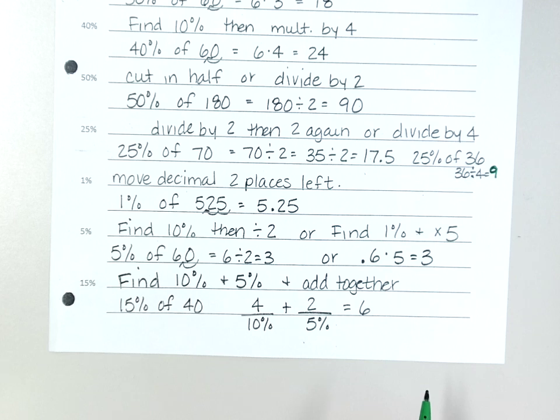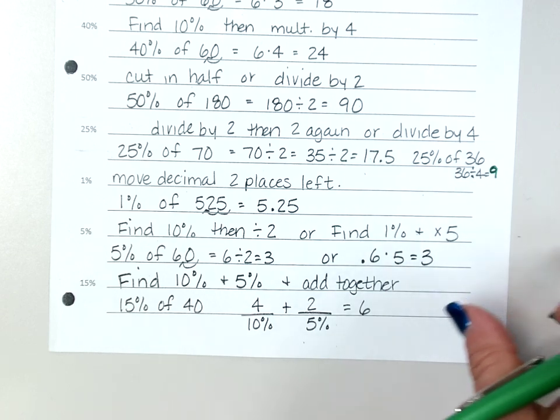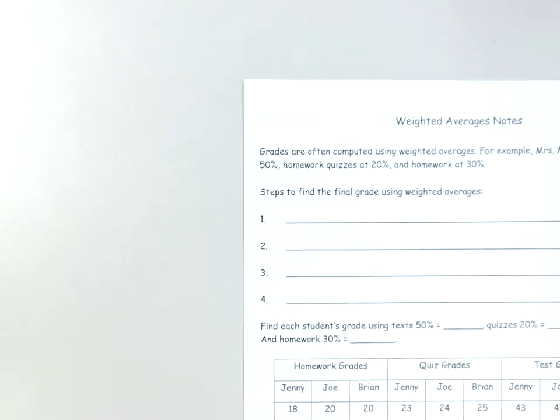Typically when I go out though, I'll go closer to the 20% because it's a lot quicker for me to move it one decimal place and double it for the 20%. But those are finding percents mentally. Flip your paper over.